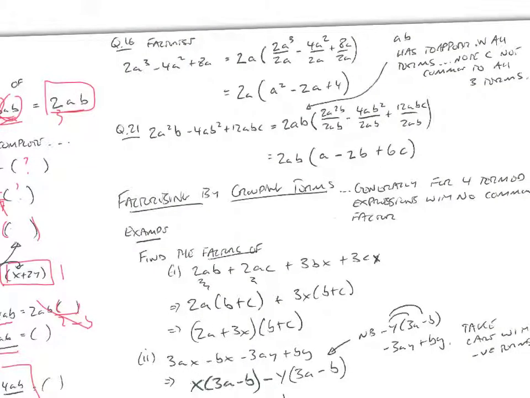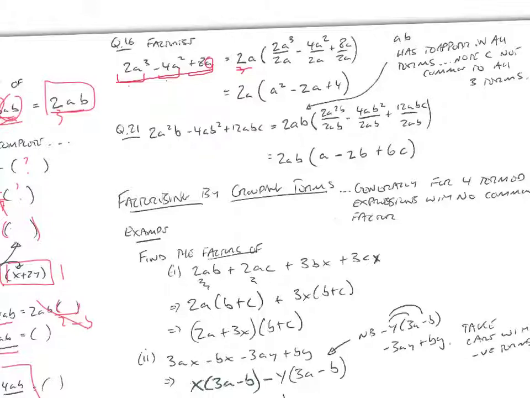Now look at question 16. Factorise 2a cubed minus 4a squared plus 8a. So we're looking first of all for the highest common factor of these 3 terms, okay? So the highest common factor of the numbers is 2, and the highest common factor of the letter that will go into all these is just a, because a squared won't go into a, and neither will a cubed, so it's a will go into all of those, so it's 2a.